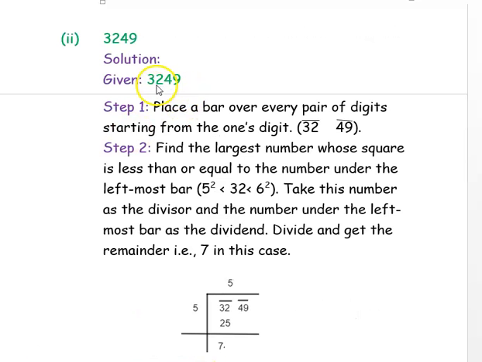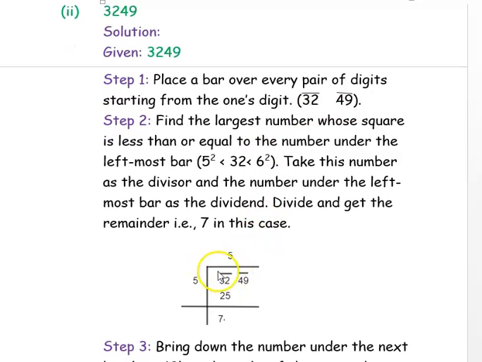The next number given is 3249. We know that the first step is to pair the number starting from the ones digit. So I have paired 9 and 4, and then I have paired 2 and 3, and placed a bar over these two pairs. The next step, I am writing in the division method form and I have to consider the leftmost pair. Here the leftmost pair is 32.